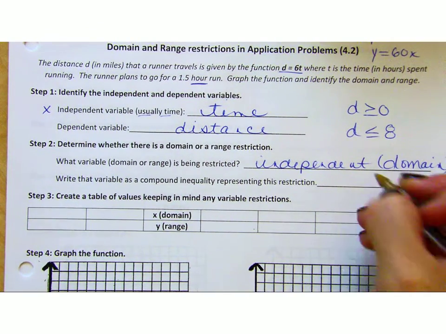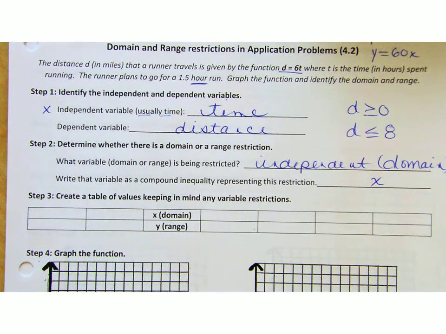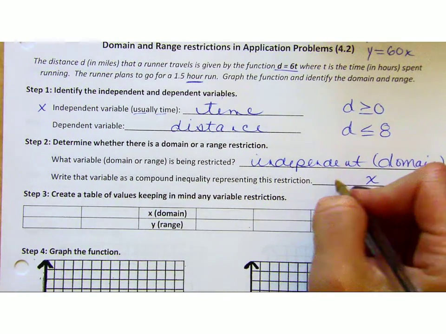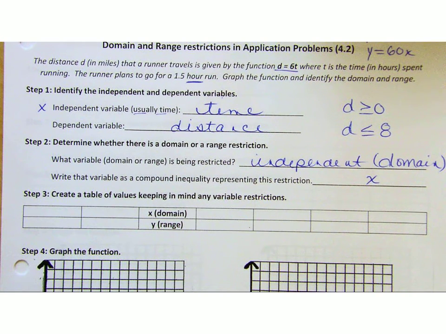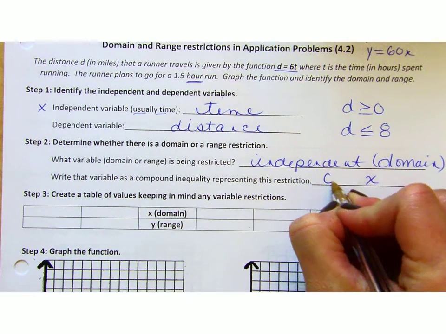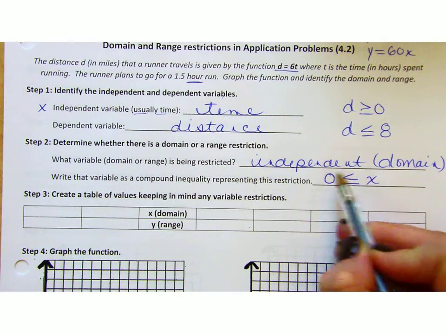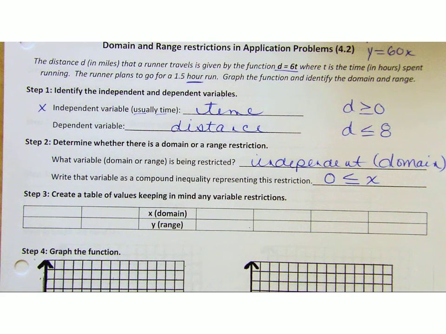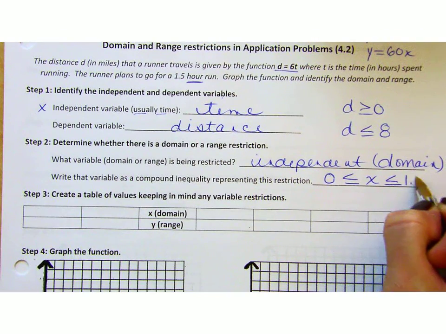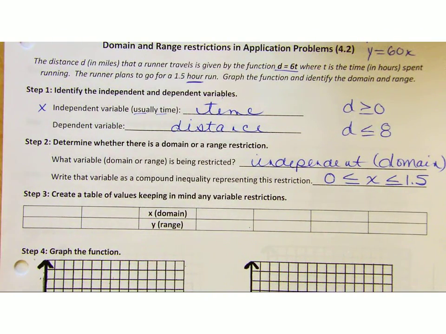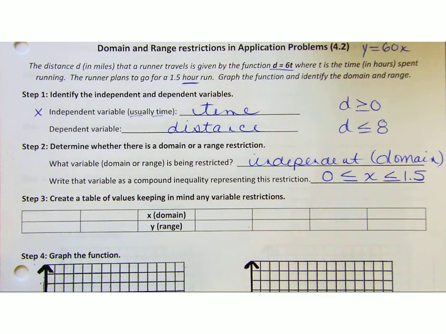So first of all, it's my domain that's restricted, which is my x. What's the least amount of time that I can run for? Can I run less than 0? No, you can't have negative time. So I can run, and be careful, because this is red, x is greater than or equal to 0. But what's the most I want to run? 1.5 hours. So doesn't that have to be less than or equal to 1.5? Everybody agree with that? Okay. So I want to run in between 0 and 1.5 hours.